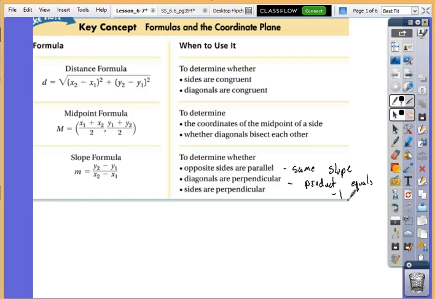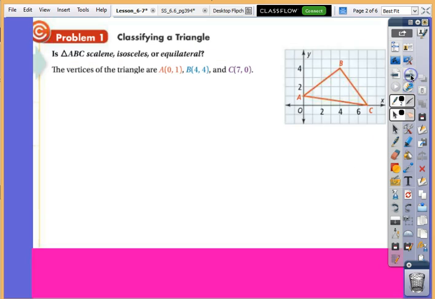Why is that useful? Well, if I can determine both pairs of opposite sides parallel, it's a parallelogram. If I can determine that the diagonals are perpendicular, it could be a rhombus or an isosceles trapezoid. It just is another tool to help classify. So does everybody remember the distance formula, midpoint formula, and slope formula? All right. So let's apply these.